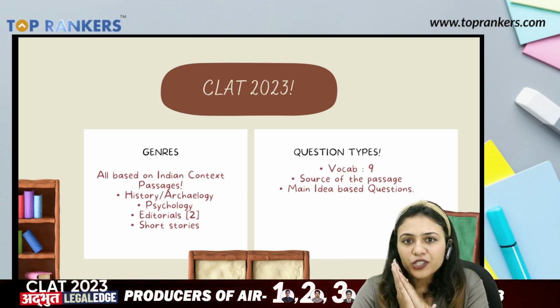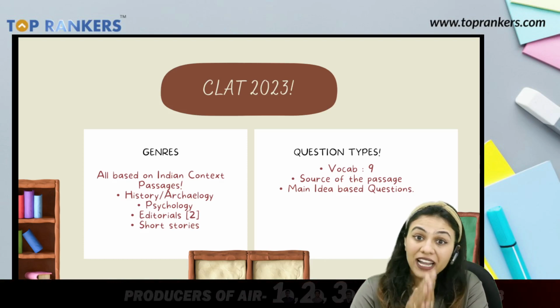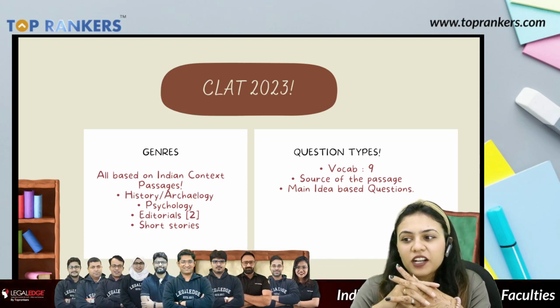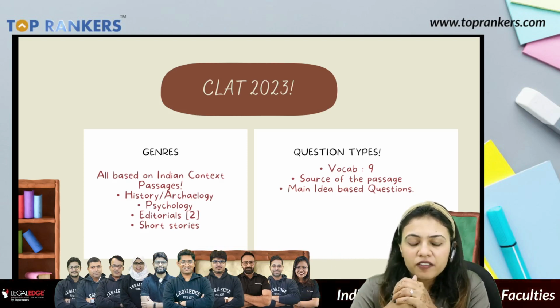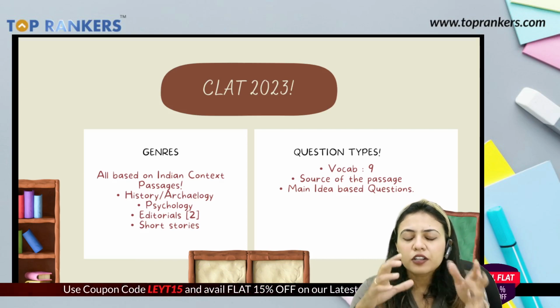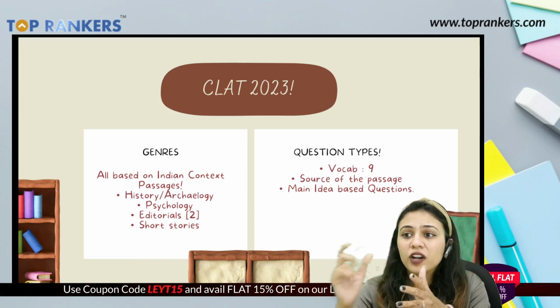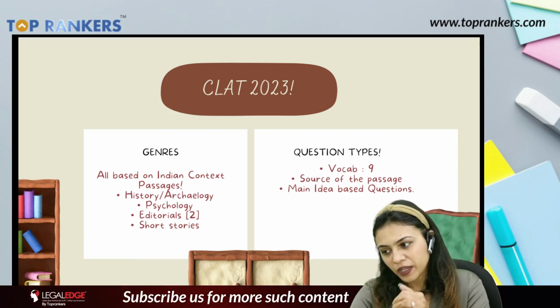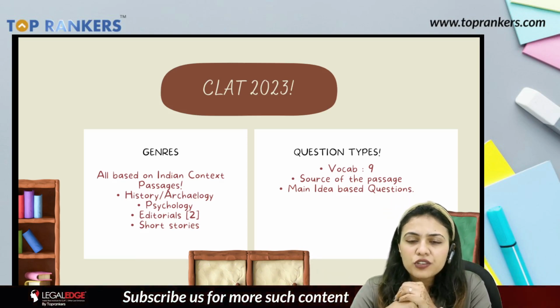And when I talk about the question types in CLAT 2023, there were 9 questions from vocabulary. Now, this was actually a big surprise for everybody. But the thing is, if you're somebody who's really good at cracking the contextual meaning of a word, that means what a word means in a passage, I think you'll be able to decode this as well. And there was this one question on source of the passage.